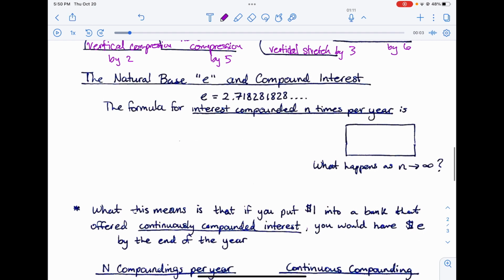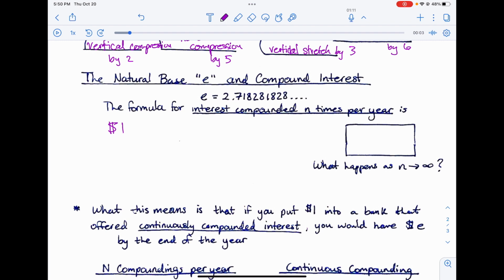The formula for compound interest when it's compounded n times per year. So imagine you went to a bank with a single dollar, and the bank said, okay, you have some options. You can put this money in with us. We'll give you an annual interest rate of 100%, which means they're going to add back to you in interest 100% of your money.